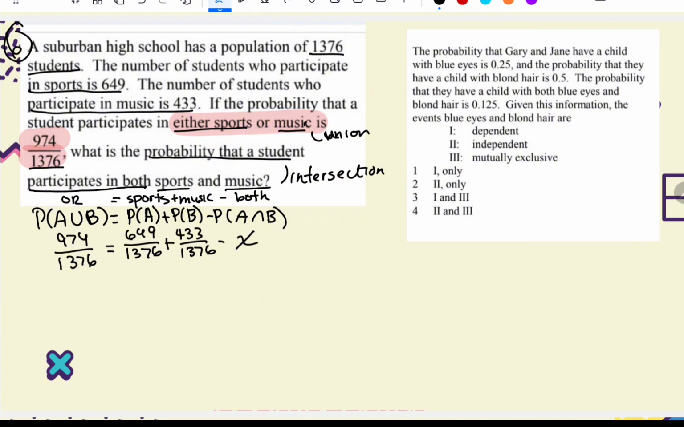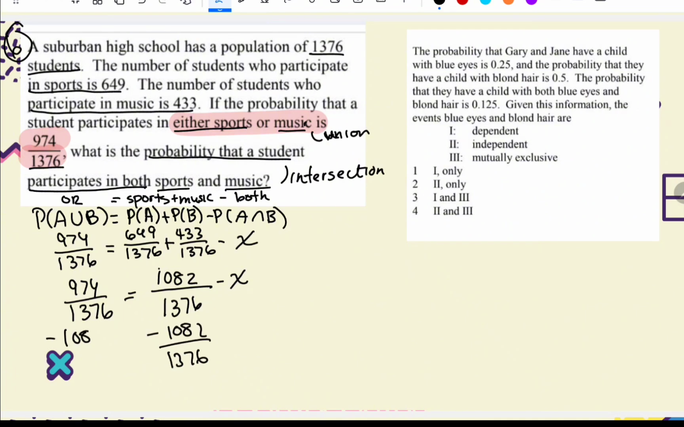So when we add these two together, we do it on our calculator, 649 plus 433. We get 1082 over 1376 minus x equals 974 over 1376. We subtract on both sides, and we get negative 108 over 1376 equals negative x.